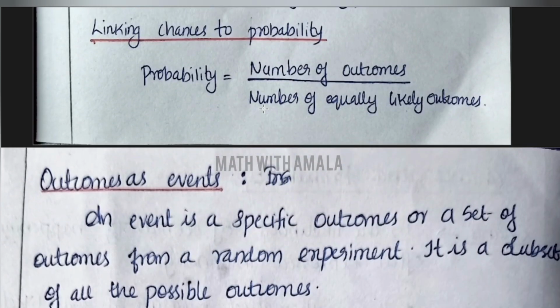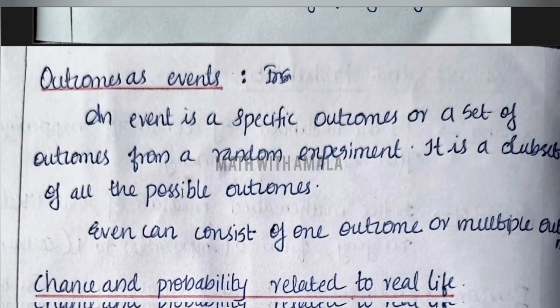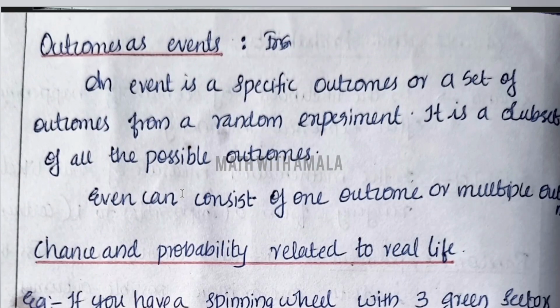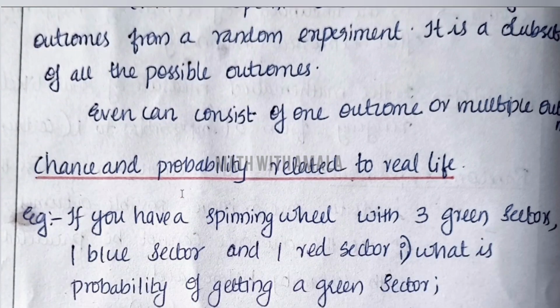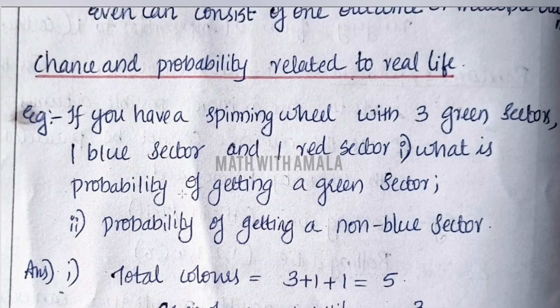Linking chances to probability: probability and chances can be linked in this way, like number of outcomes divided by number of equally likely outcomes. So the meaning of outcome and equally likely outcomes are to be very much clear here. Now, outcomes as events. An event is a specific outcome or a set of outcomes from a random experiment. It is a subset of all the possible outcomes. That means it is a collection. It can have one or more outcomes.